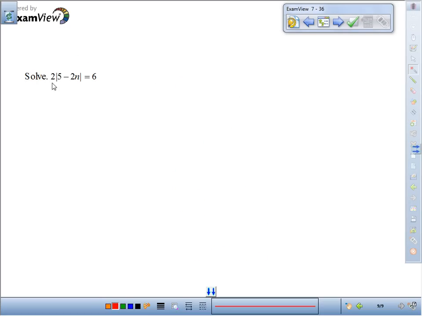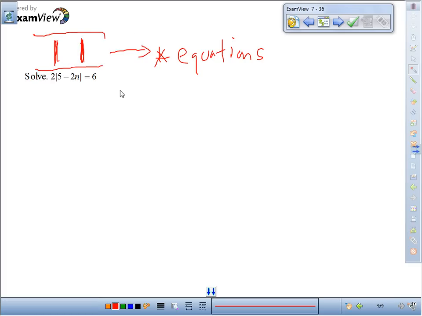All right, it says, solve. 2 times the absolute value of 5 minus 2n equals 6. When you get to these, as soon as you see this, the 2 brackets, do you see that the 2 brackets or the bars are absolute value? And check this out so that we remember this is a Roman numeral 2. 2 equations. So you can remember that the absolute value makes a Roman numeral 2. Is that correct? So you remember that you need to make 2 equations.